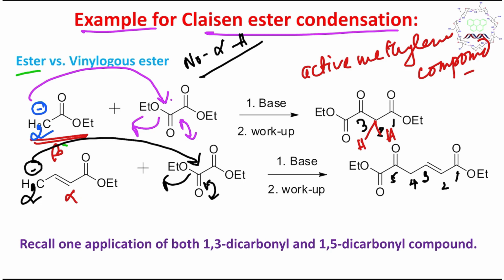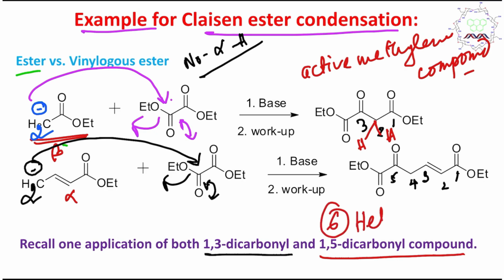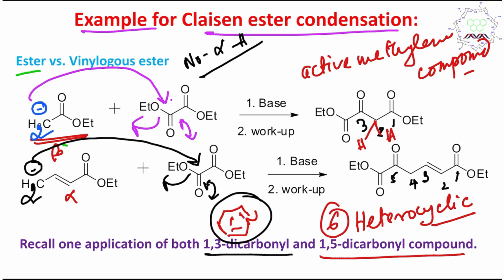Now I request you, students, please recall the application. As I told, one is the dicarbonyl compound, and another one I am giving you. What is the application of a 1,5 dicarbonyl compound? This is used for 6-member heterocyclic compounds. I have already discussed this in many dedicated lectures, you may visit, and one of the most famous 6-member heterocyclic compounds is pyridine. I guess many of you have heard or seen or learned about this compound.